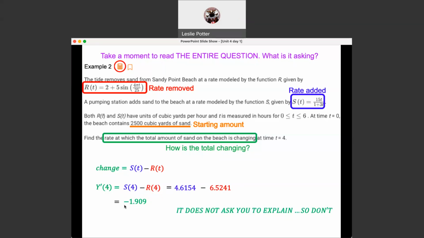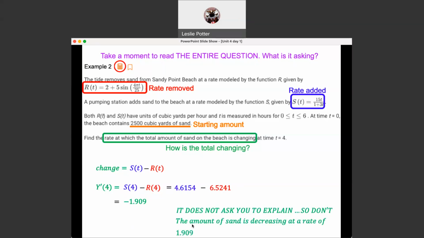The negative sign, though, is telling you that more sand is being removed than is being added. So we're losing sand. If it asked you to interpret what the sign of the answer means, that's what it would indicate. If it asked you for units, then we'd have cubic yards per hour. And it mentioned that up here in the problem statement. But it doesn't ask you to explain either of those, so don't.